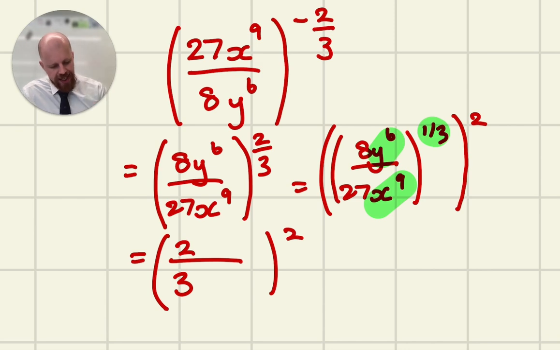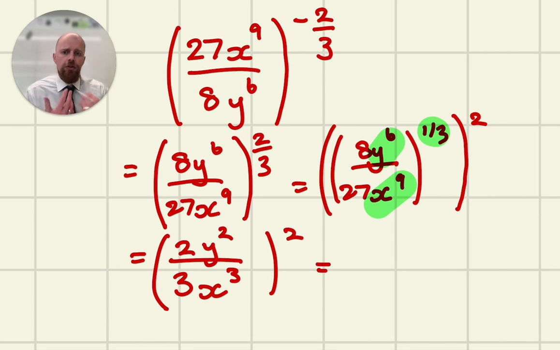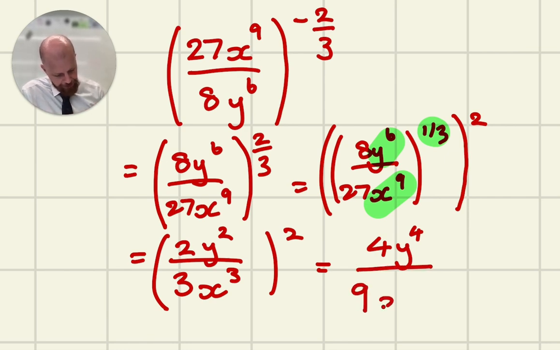So we do 6 times 1/3, that's 2, so it's y squared. And we do 9 times 1/3, which is 3. So we get x to the power 3. And then we're going to square that. So I get 2 squared, 3 squared, y squared squared, and x cubed squared. 2 squared is 4. y squared squared is y to the power 4. Don't forget we multiply the powers, just as before. Over 9x to the power 6.